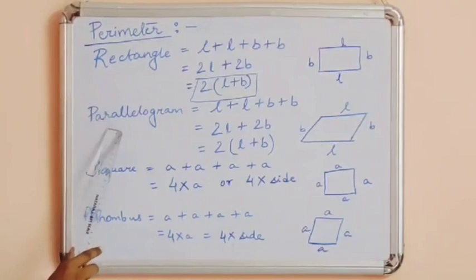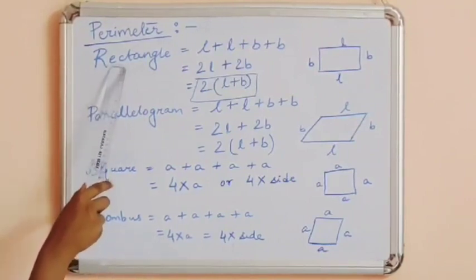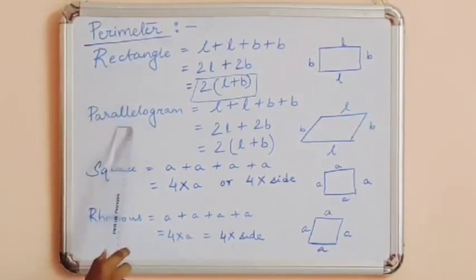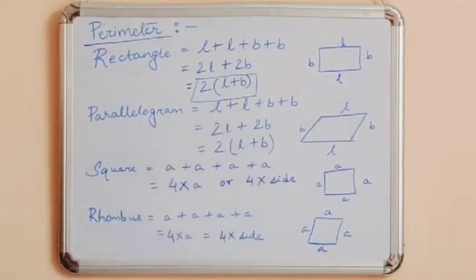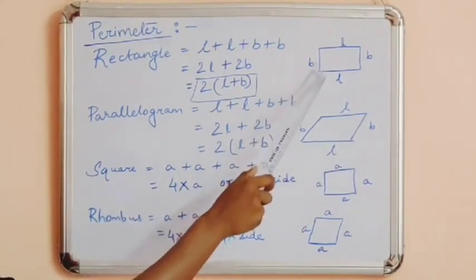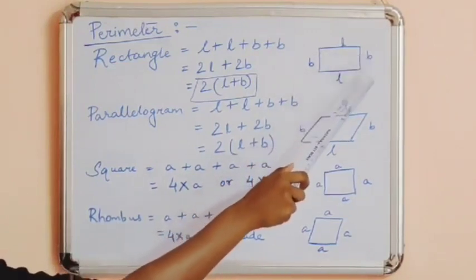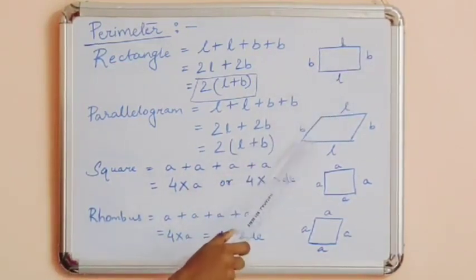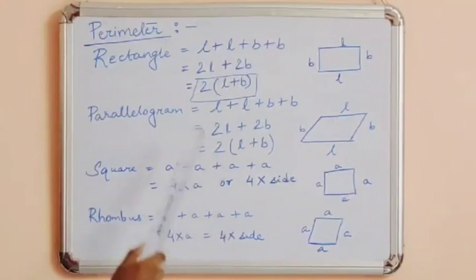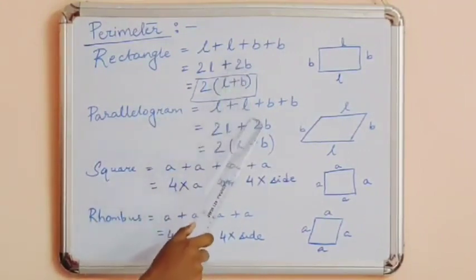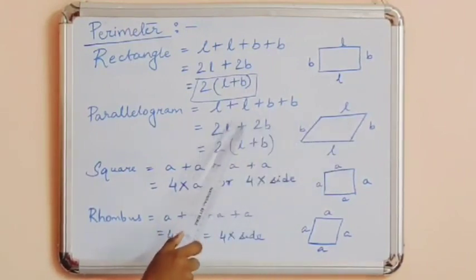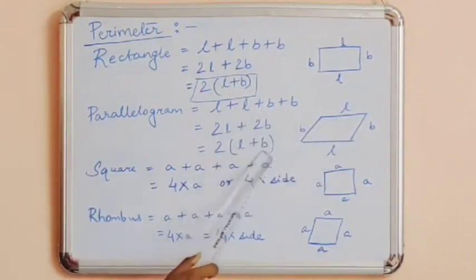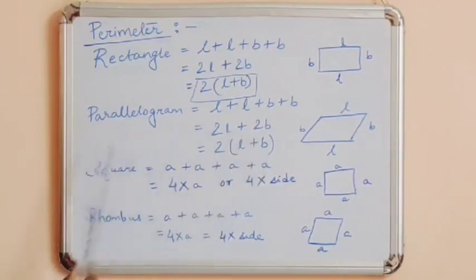Now a parallelogram is the same like a rectangle. In a parallelogram also, the opposite pair of sides are equal, but the only difference is that in a rectangle all the angles are 90 degrees each, but in a parallelogram it is not the same. So the perimeter can be taken out in the similar manner, L plus B plus L plus B. Taking out 2 as common, we get 2 into (L plus B).